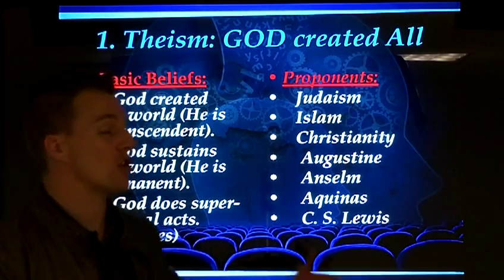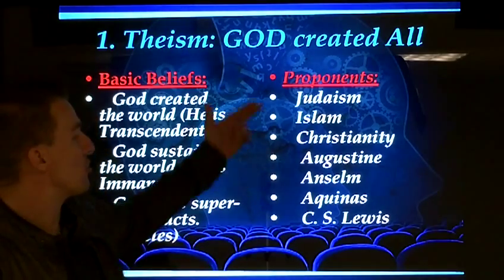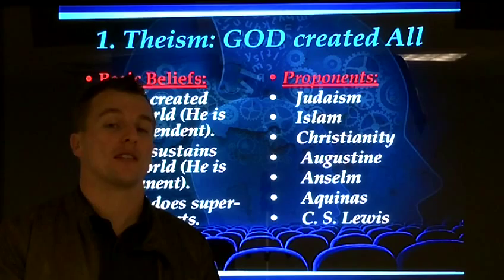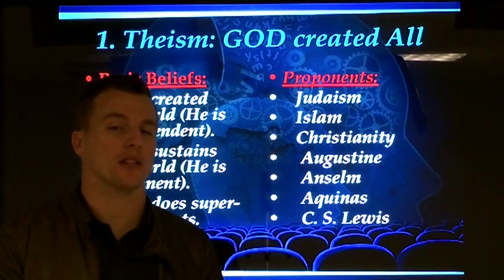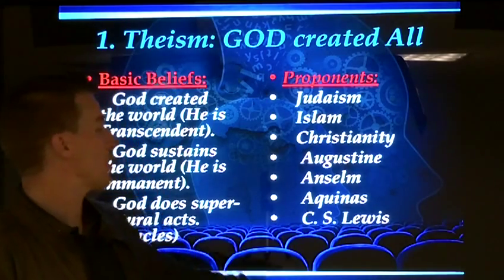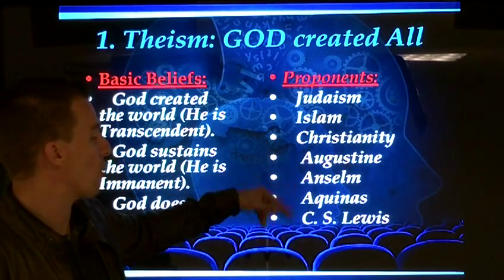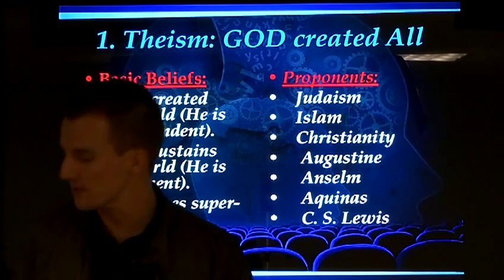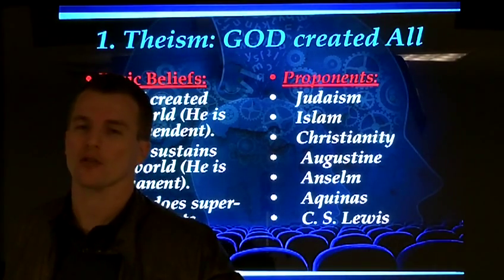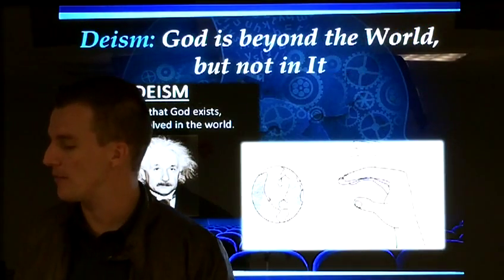And as you can see over here, the proponents of theism would be Judaism, Islam, and Christianity. These are commonly referred to as the three great monotheistic religions. Some of the famous thinkers of the past who have been theists would include Augustine, Anselm, Aquinas, and of course C.S. Lewis. So that's basically Christian theism. Well, theism in a general sense, Christianity is a part of that.